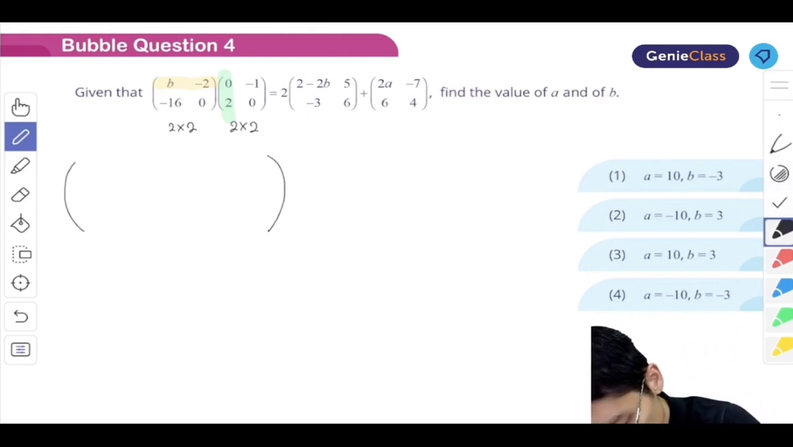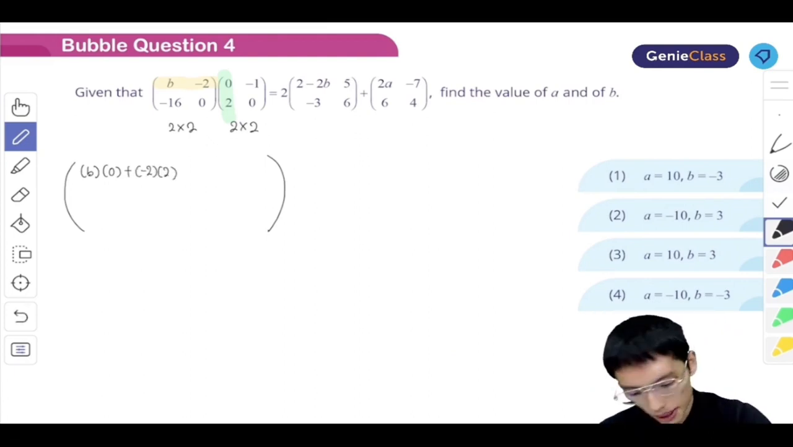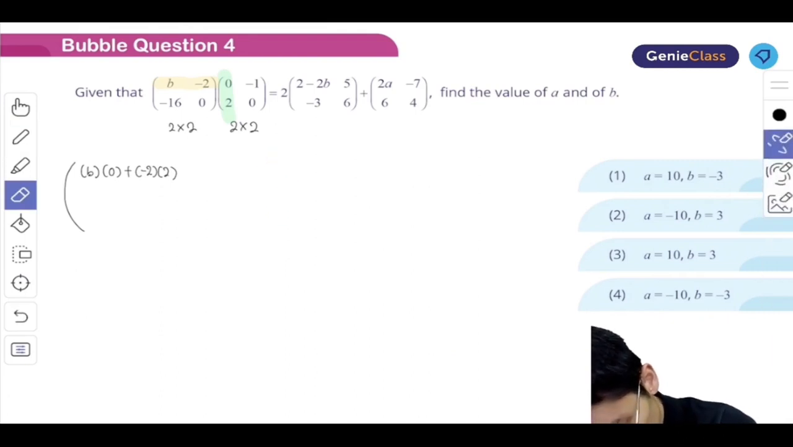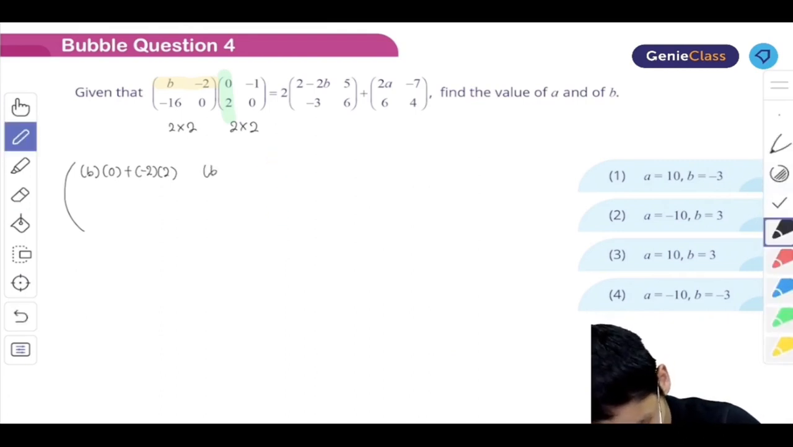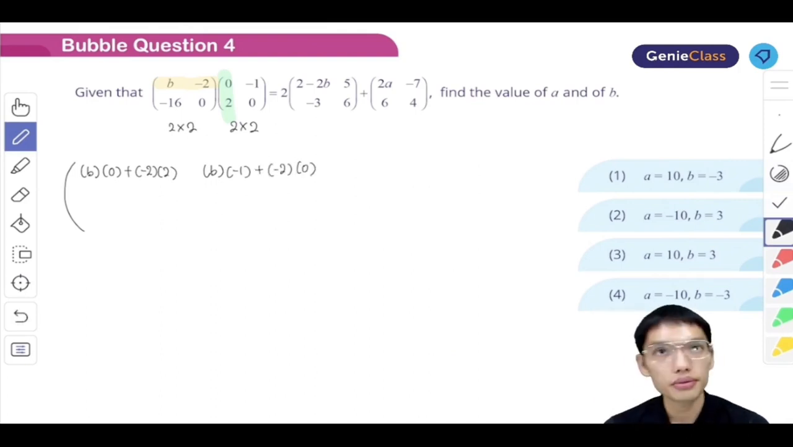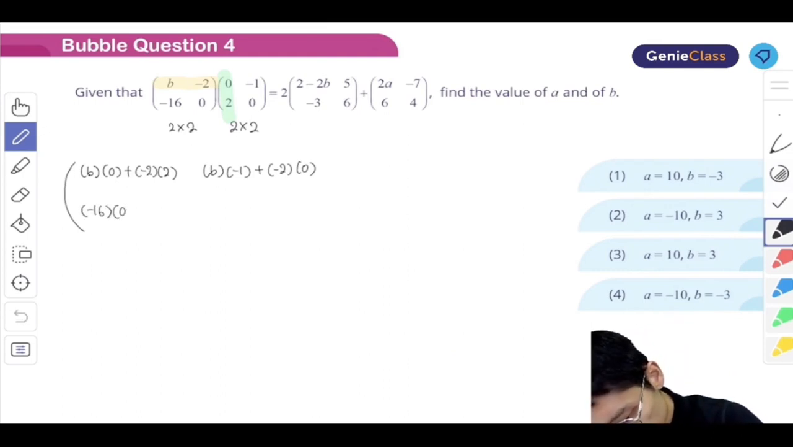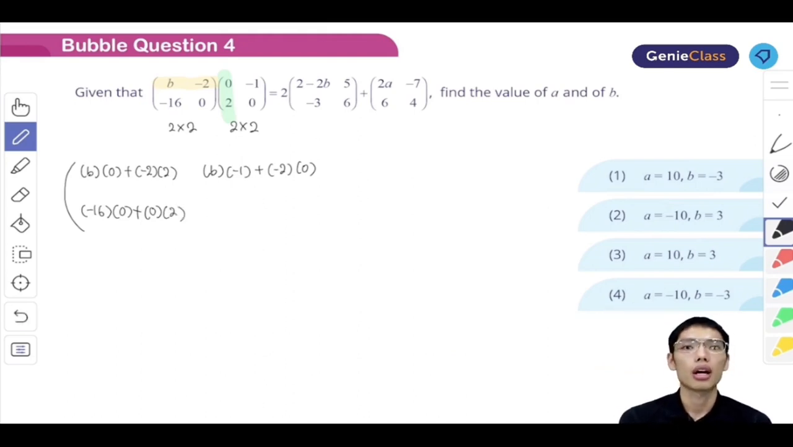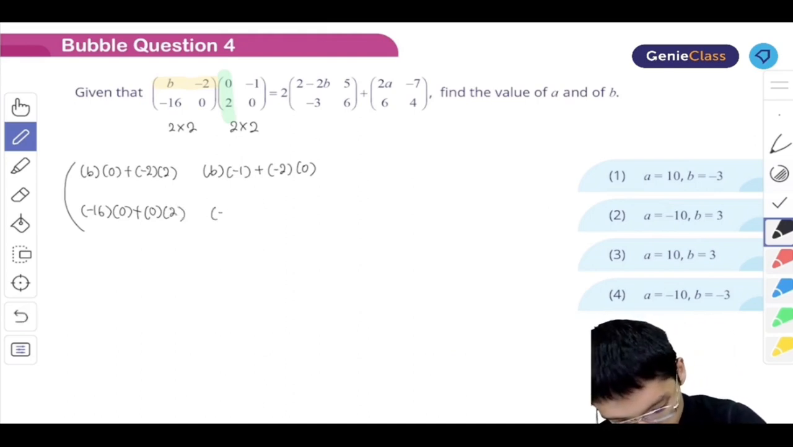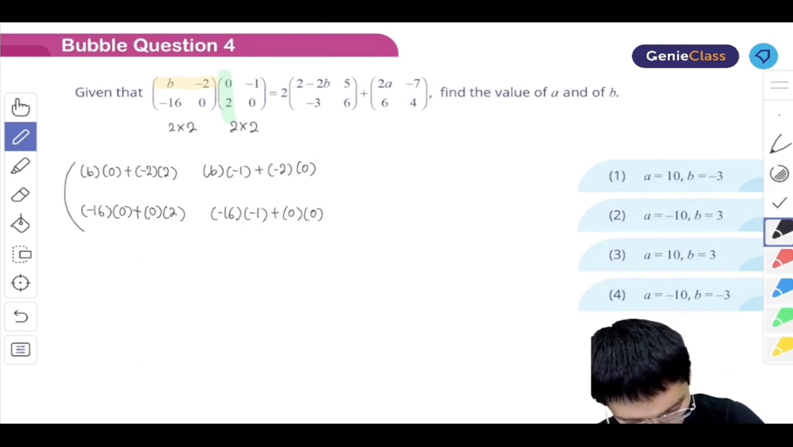First row, first column, b times 0 plus negative 2 times 2. That's the first part. Second part, you are going to get, okay, I hope you guys got it, it's going to be b times negative 1 plus negative 2 times 0. Third one is going to be negative 16 times 0 plus 0 times 2. Fourth one is going to be negative 16 times negative 1 plus 0 times 0.